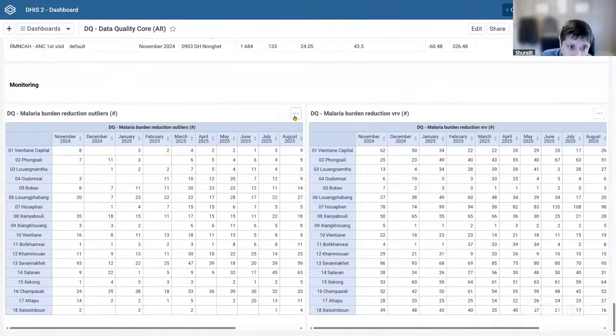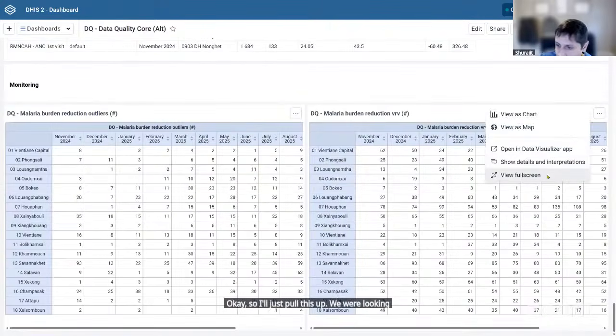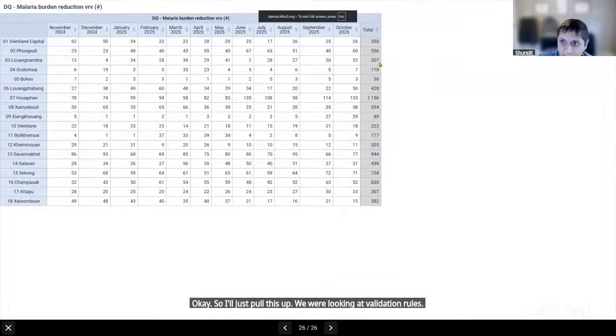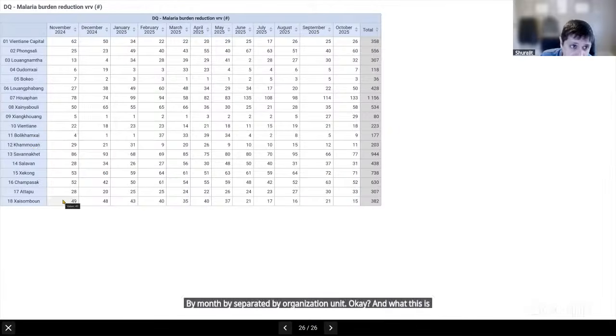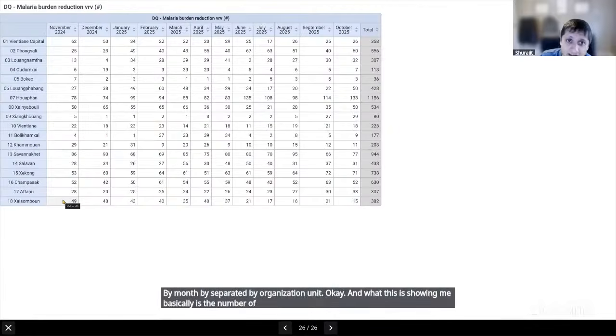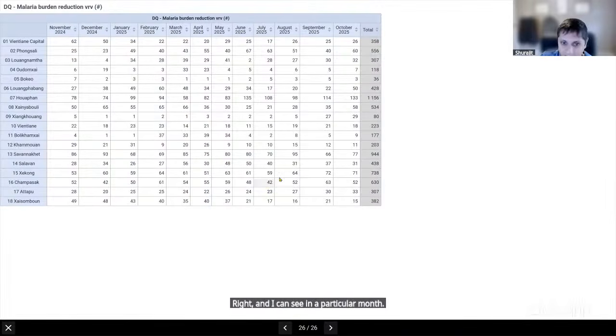Okay, so I'll just pull this up. We were looking at validation rules. In this table, what we're seeing is the number of validation rule violations by month, separated by organization unit. And I can see in a particular month what it looks like.